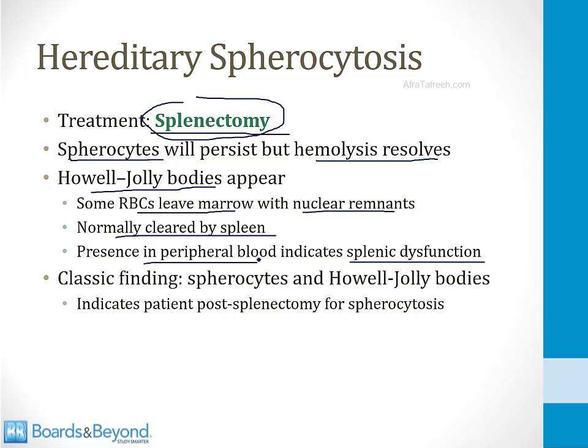The reason I'm telling you this is because a classic finding that often appears in board exams is a peripheral smear with both spherocytes and Howell-Jolly bodies present. That peripheral blood smear is from a patient who has spherocytosis and has had their spleen removed for treatment, and therefore what you now see in their peripheral blood is both spherocytes and Howell-Jolly bodies. And that concludes our video on intrinsic hemolysis.